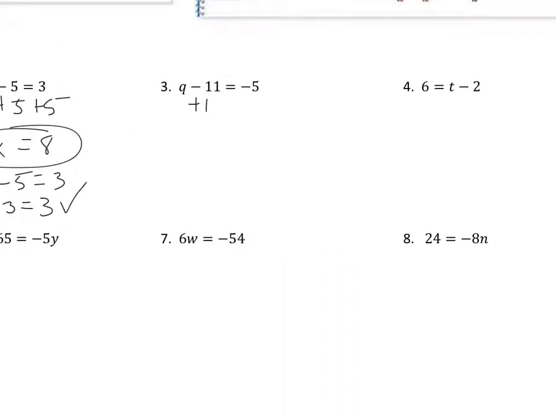How do you undo subtraction? Addition. So you get Q equals 6. Negative 5 plus 11, 6. Here again, add the 2. T equals 8. Okay, so let's take a look at some division ones.